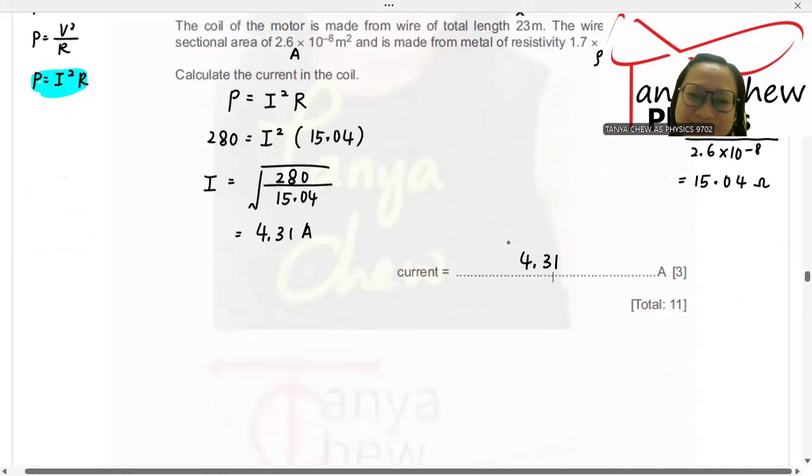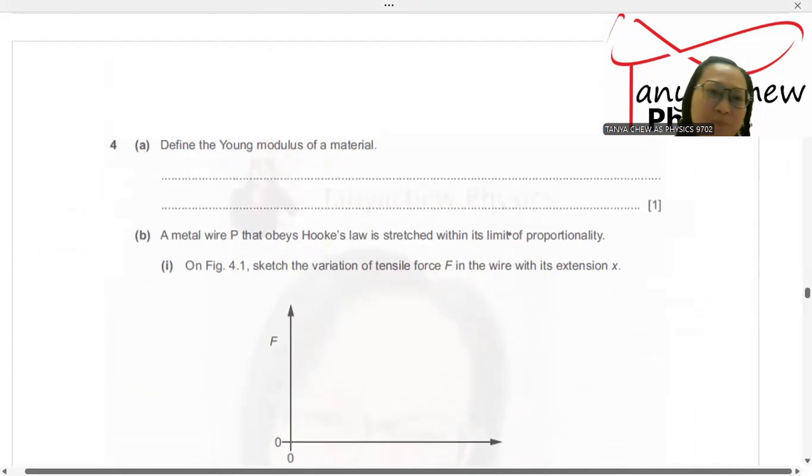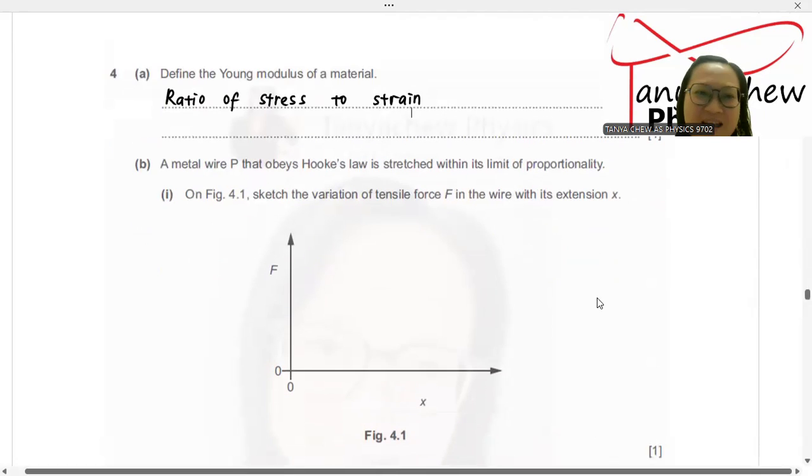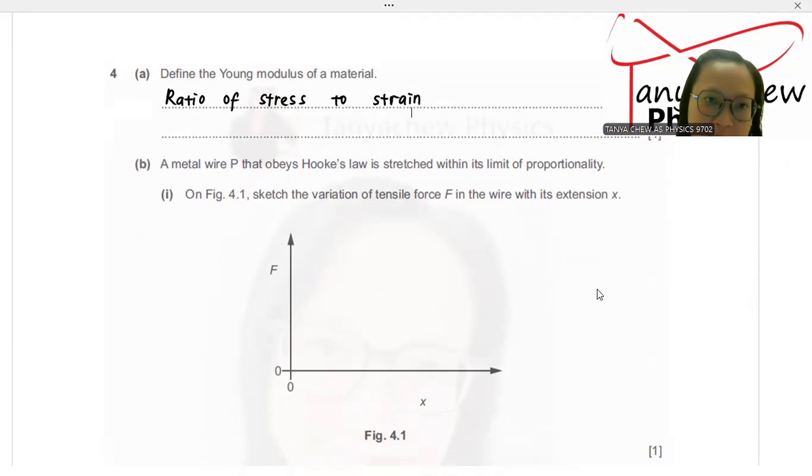Not a problem. The next one, question number 4. A, define the Young modulus of a material. Young modulus is defined as the ratio of stress to strain, or stress divided by strain. Not a problem. B, a metal wire P that obeys Hooke's law is stretched within its limit of proportionality. First one, on Fig 4.1, sketch the variation of tensile force in a wire with its extension, right?